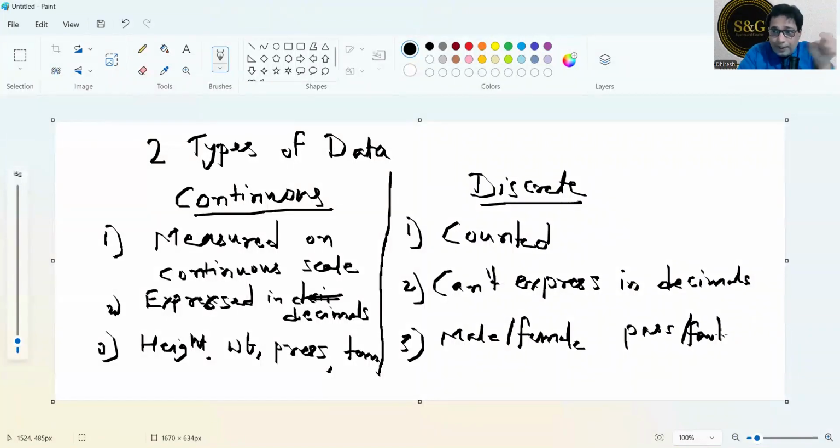Discrete. Number of rejection. How many parts rejected? Discrete data. Fantastic. Super. Are you clear with this? Just type yes in the chat box. Clear? Continuous, discrete. Anybody has got any kind of doubt in your mind?